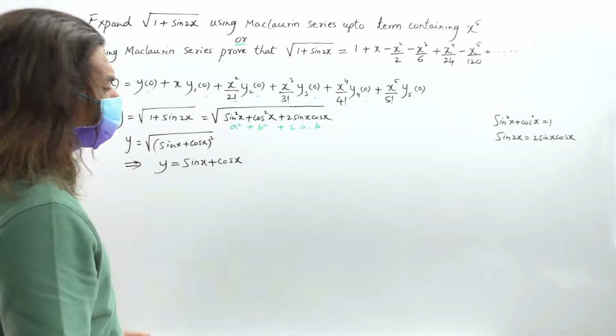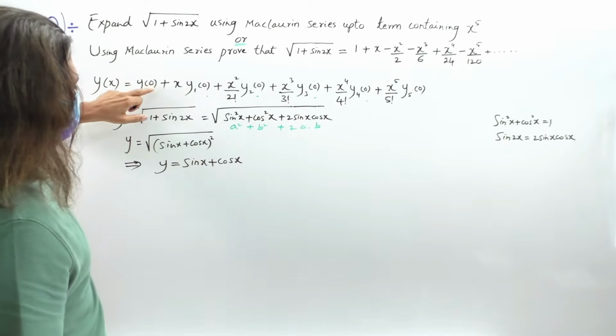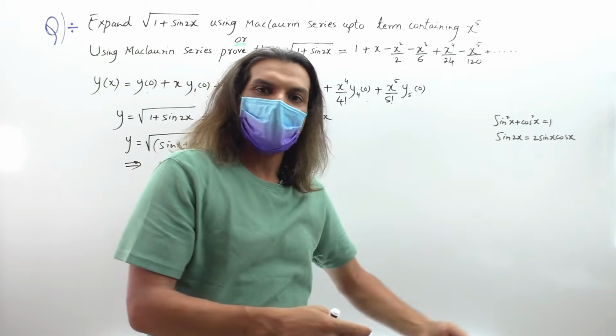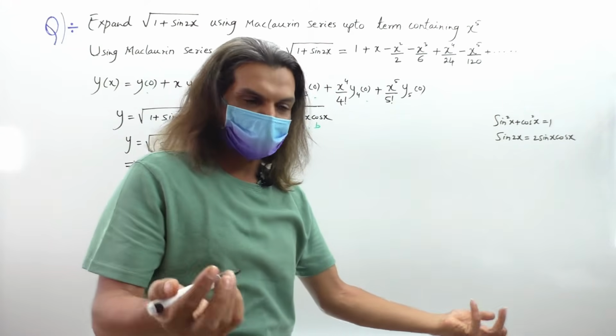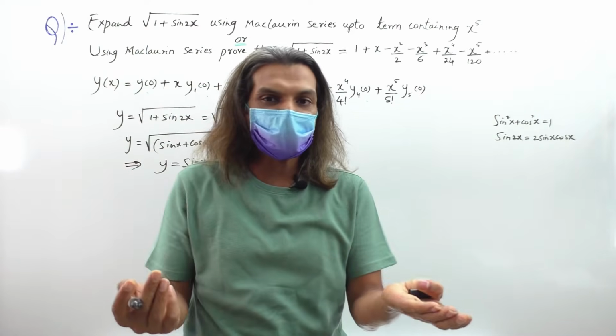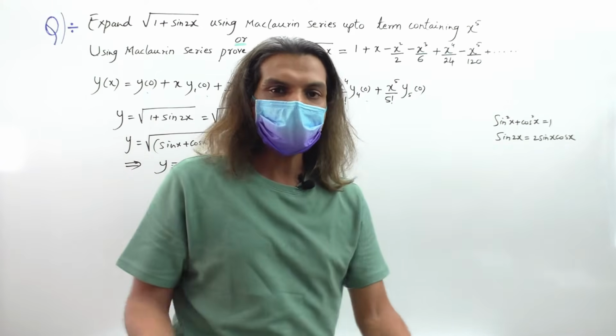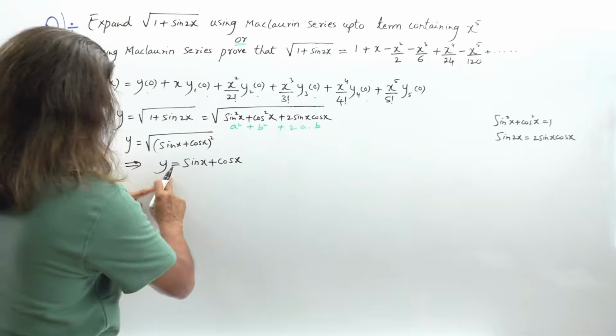Now, from this simple form, let us find the values of y(0), y1(0), y2(0), and so on, where y1, y2, y3, y4 are the successive differentiations. You know, the differentiation of sin x is cos x, and the differentiation of cos x is minus sin x. That's it. So, we have first y is this much.